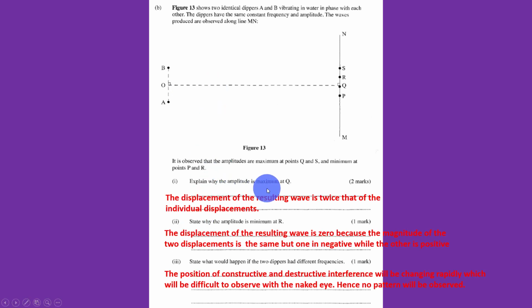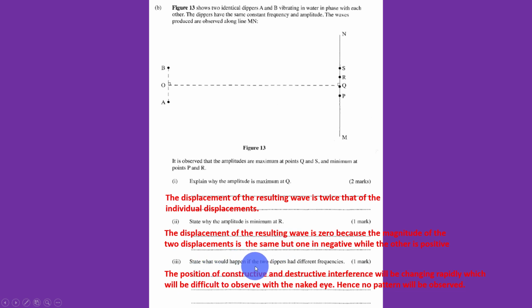Explain why the amplitude is maximum at Q. The displacement of the resultant wave is twice that of the individual displacements because constructive interference is taking place. And why the amplitude is minimum at R. The displacement of the resulting wave is 0 because the magnitude of the two displacements is the same, but one is negative while the other is positive. When you add them together, in order to get the resultant amplitude, you get 0.